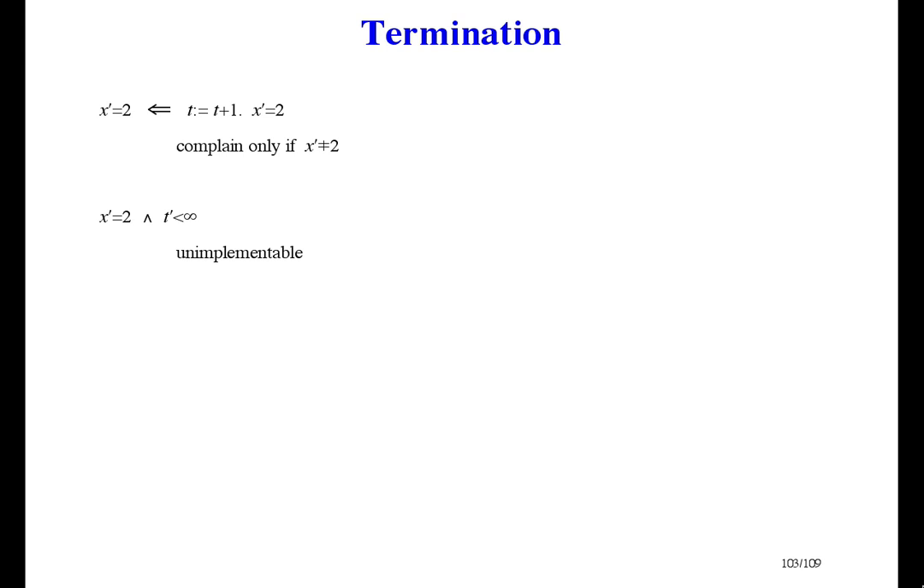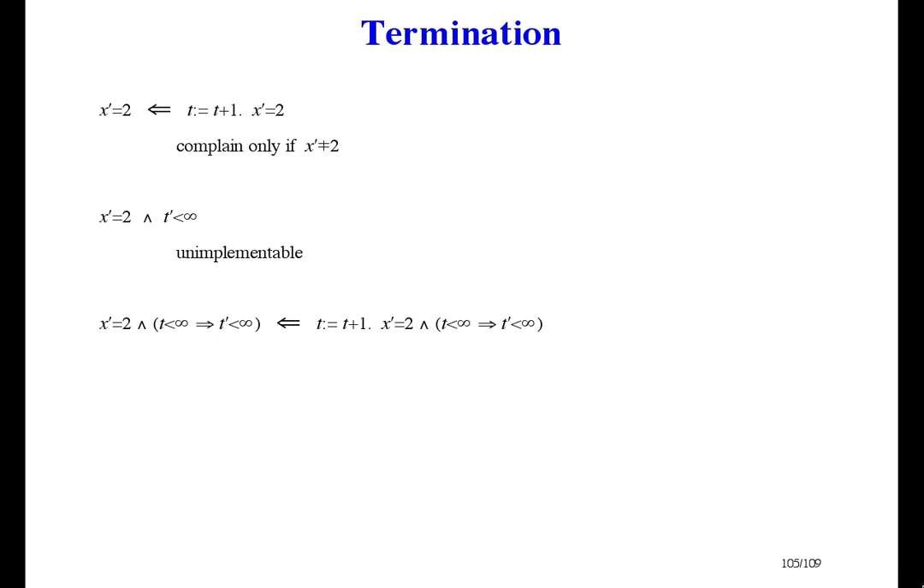Anyway, it's easy for the customer to make the specification implementable. Just say x prime equals 2, and if t is less than infinity, then t prime is less than infinity. Now, here's the surprise. We can still refine this one as an infinite loop, even with t gets t plus 1 in there, because t plus 1 less than infinity is the same as t less than infinity.